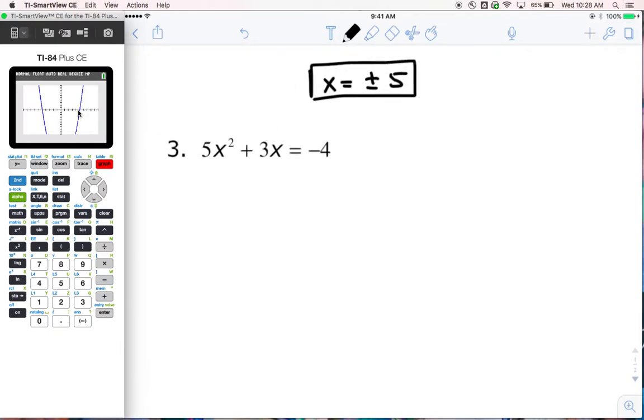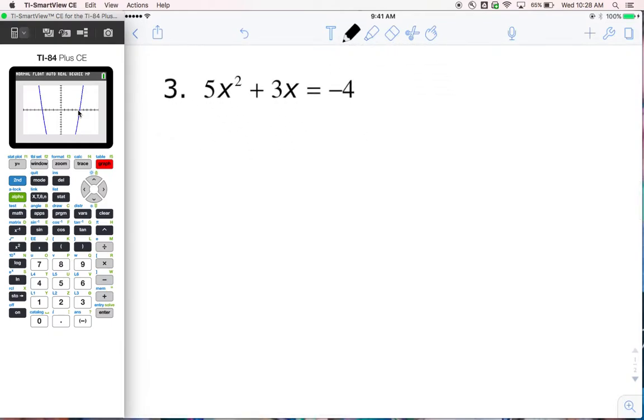Problem number 3, first thing I hope you identify is this is a no-no. It needs to be equal to 0. So we're going to say needs to equal 0. So let's go ahead and do what we got to do here.